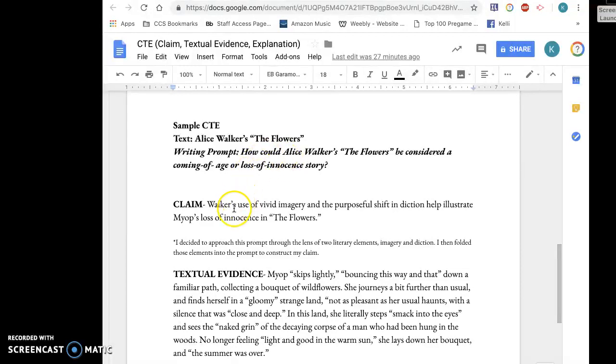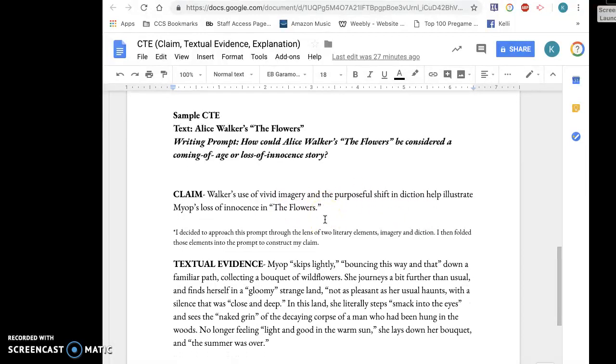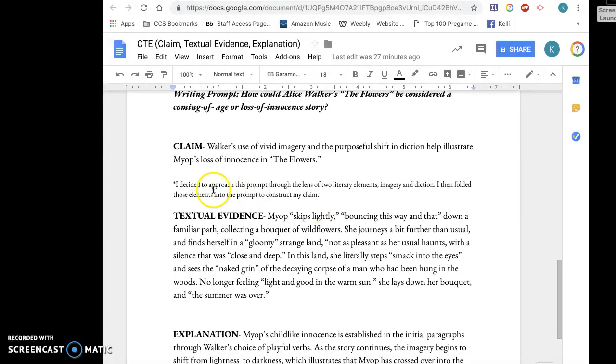So my claim is that Walker's use of vivid imagery and the purposeful shift in diction help illustrate Mop's loss of innocence in The Flowers. I'm going to talk about those playful images in the beginning, those images of lightness that are quickly replaced with images of darkness as she finds herself in a dark place in the woods where she discovers the body, and the shift in that diction as well to help illustrate her loss of innocence.